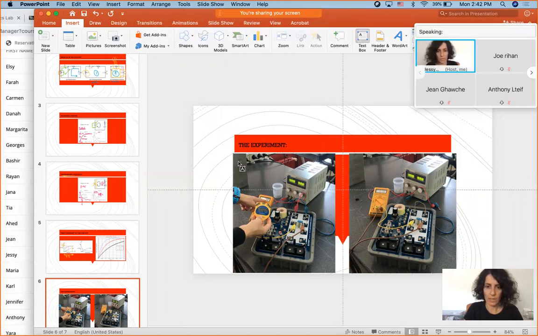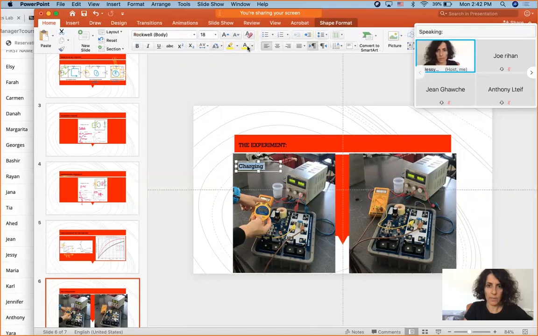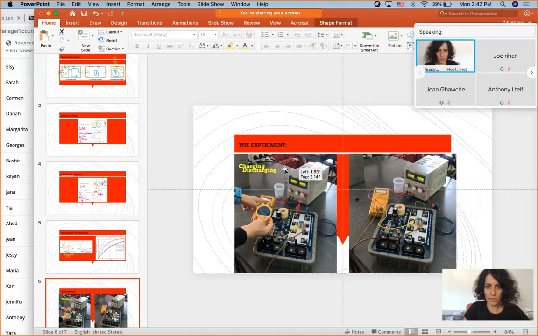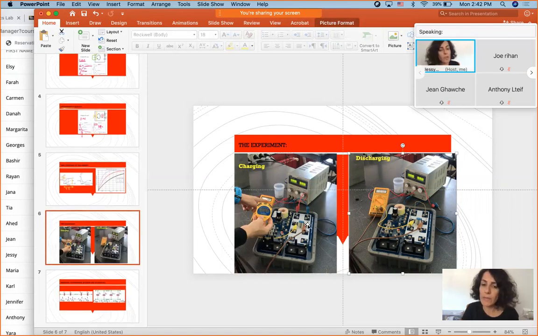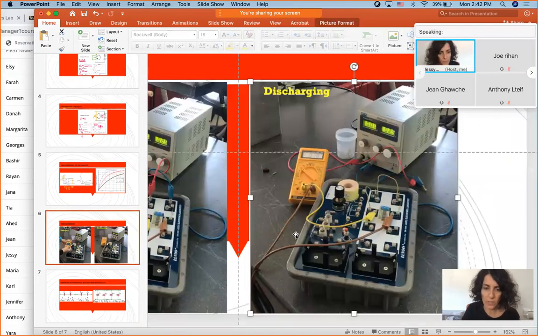Yes, I can. So this is the charging process, and let me color it in yellow. Copy, paste, and write discharging for the next one, and move it to this one. Fine. All right, now I'm going to zoom in, probably it will give me the same problem.